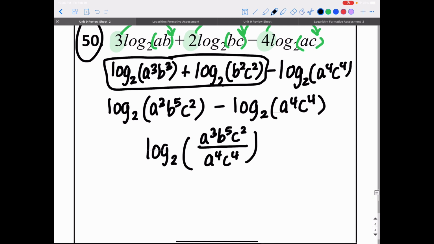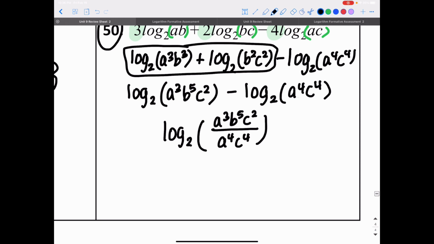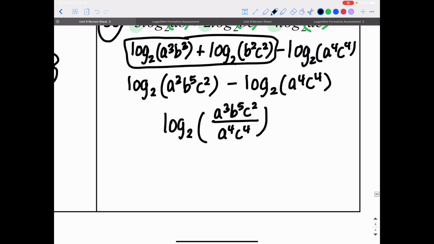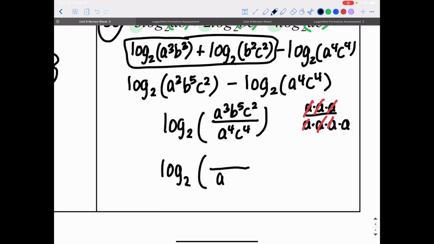When I get to the end, I need to simplify if I can, whether that be giving an actual number or a fraction for the answer, or simplifying what's inside of the logarithm. In this case, I can simplify what's inside of the logarithm. I have 3 a's in the top and 4 a's in the bottom. That's a times a times a over a times a times a times a. If I cancel, I'm left with 1 a in the bottom.